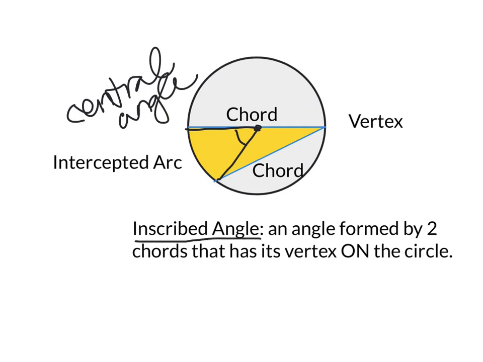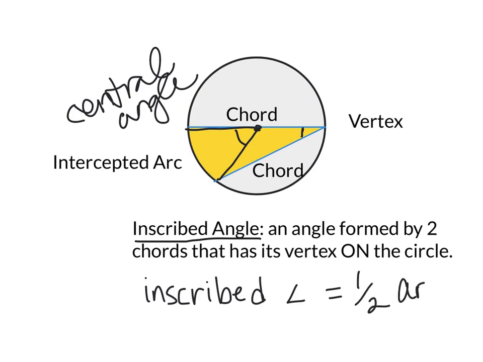Okay, do you notice how the inscribed angle is smaller than the central angle? Well, we know that our intercepted arc and our central angle have the same measurement, where the inscribed angle is going to have a smaller measurement. As a matter of fact, the inscribed angle measure is half of the intercepted arc. The inscribed angle equals half of its intercepted arc.